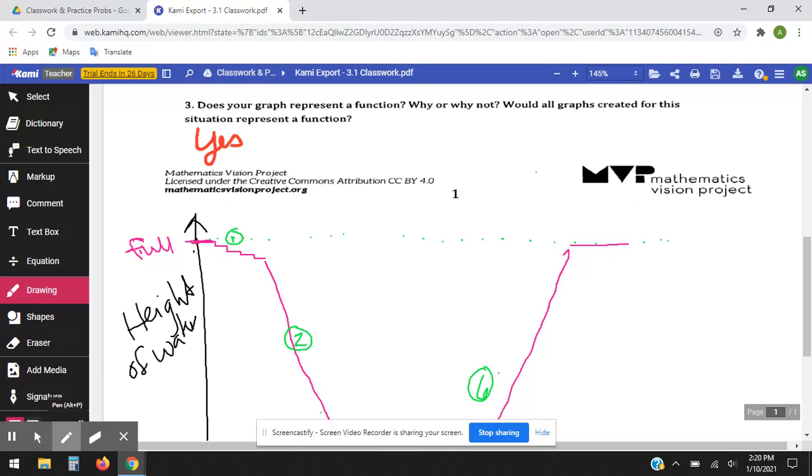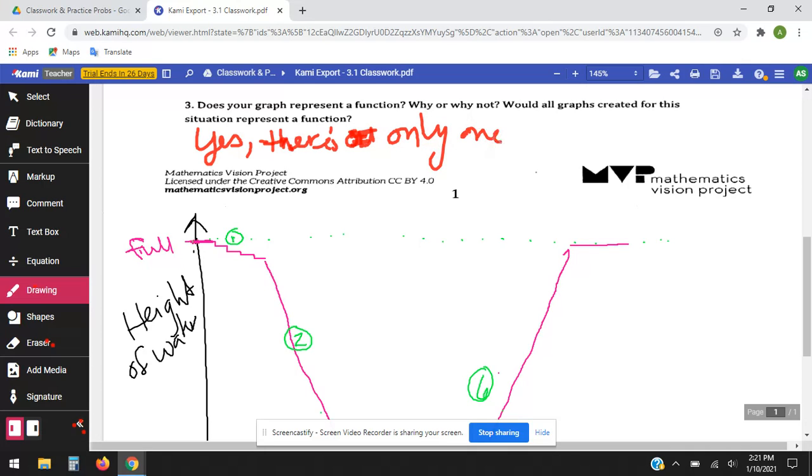Yes. So it is because the height, there can only be one height of water. Only one height with the water.